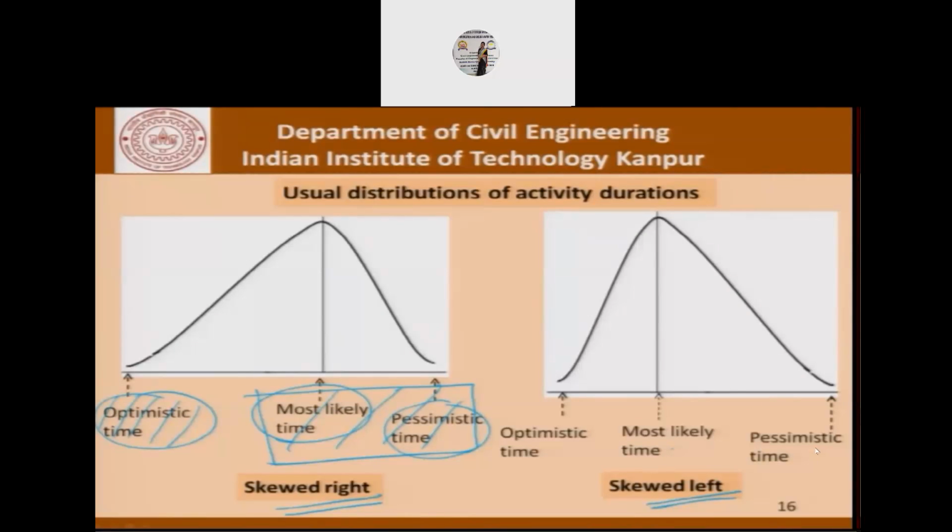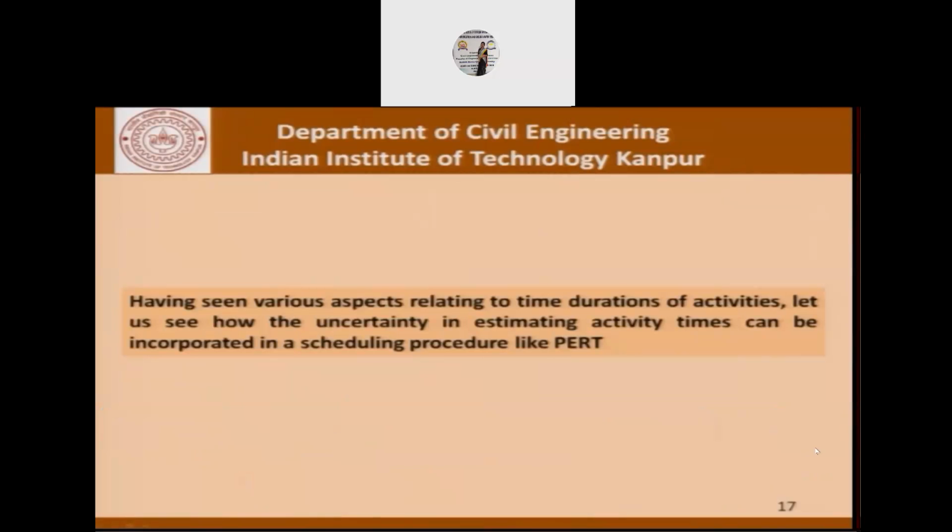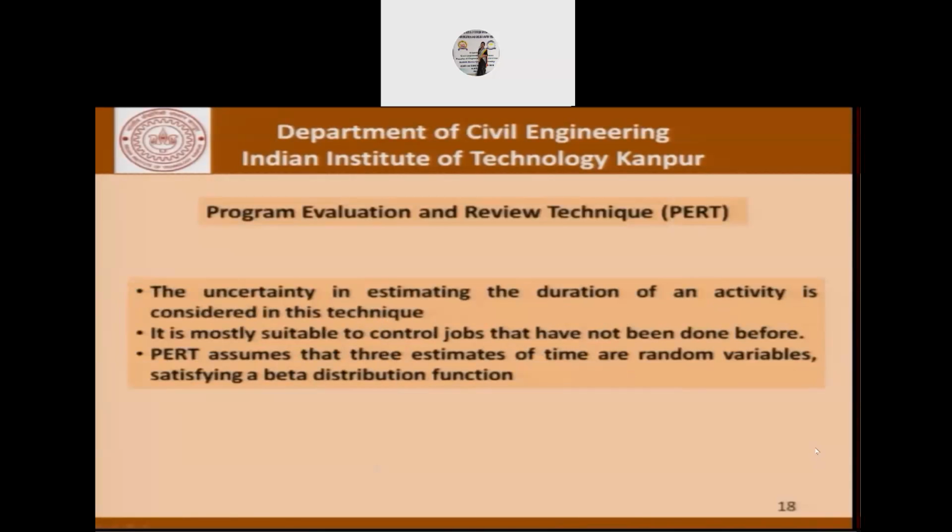In this case, we will probably be able to complete the project somewhere here, and only if we are not running in luck at all, we will be able to complete the project within the pessimistic time. So this is the kind of thought process, and we move forward and try to see how the uncertainty in estimating activity times can now be incorporated in a scheduling process like PERT.